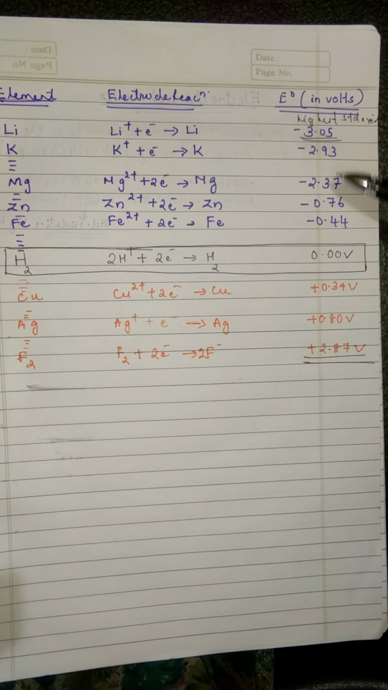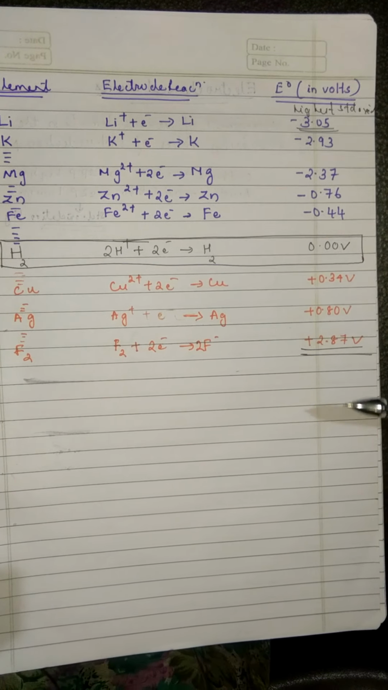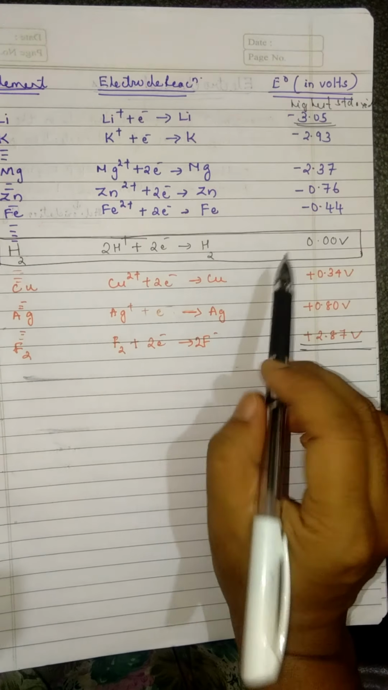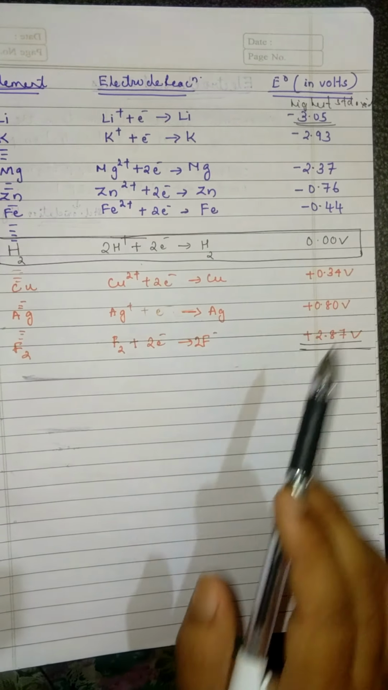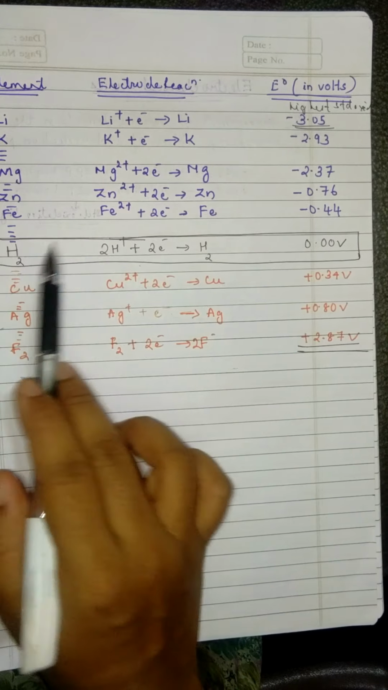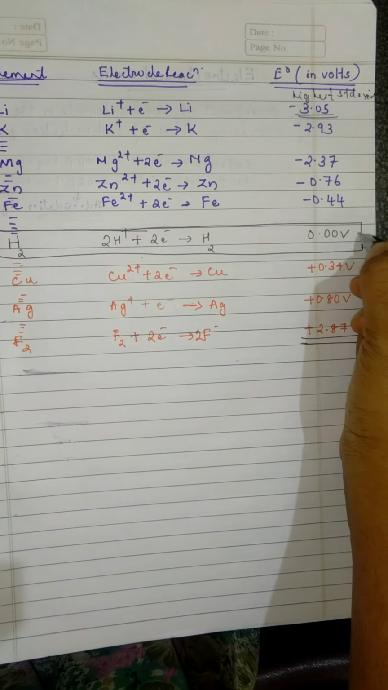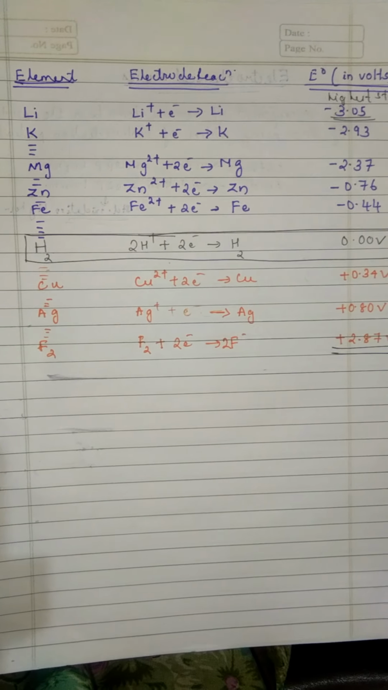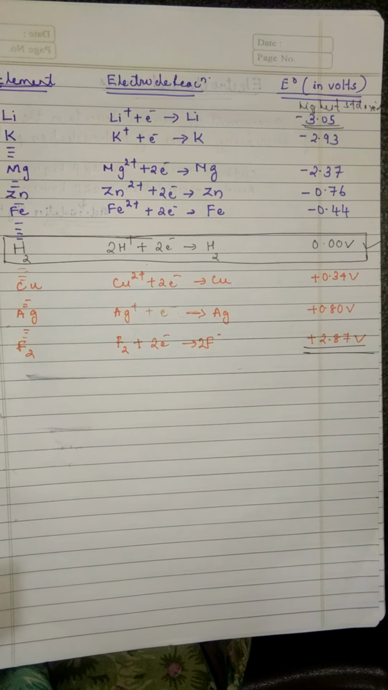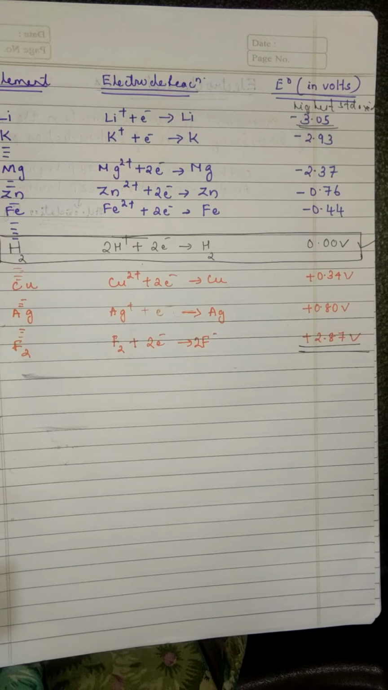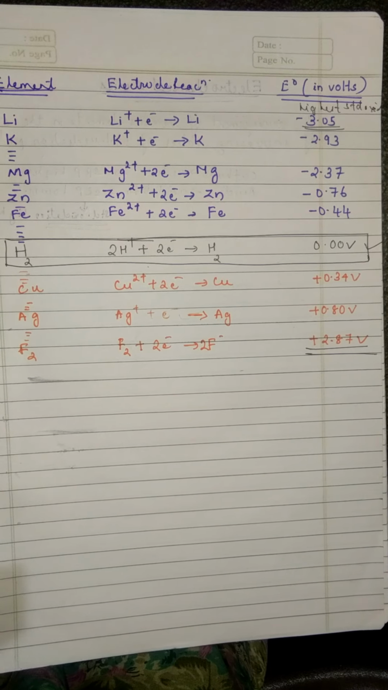Now how have we calculated this standard reduction potential? It is calculated with reference to the SHE electrode. We have already studied the SHE electrode. It is the standard hydrogen electrode with a value of 0.0 volt. Next we have to see what the applications of the electrochemical series are.